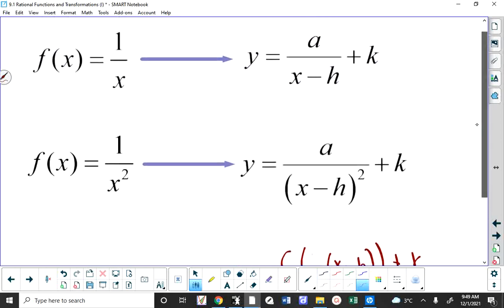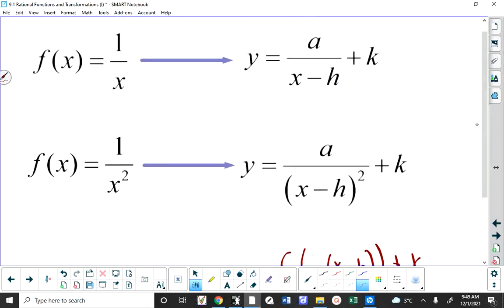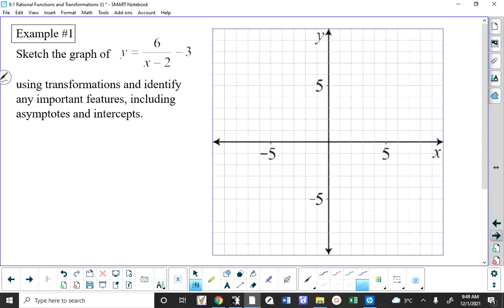I guess in the end, you need to recognize that these two functions on the right are products of doing something to the two functions on the left. Does that make sense? Okay, well, let's find out. Let's do a couple of questions together.